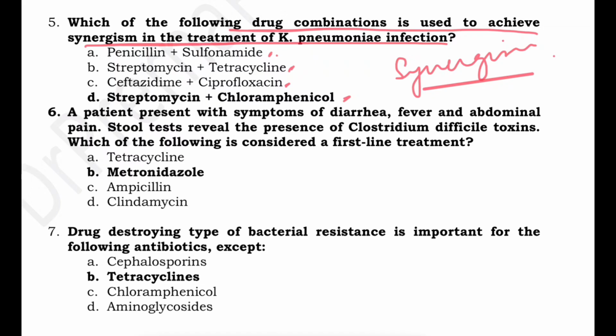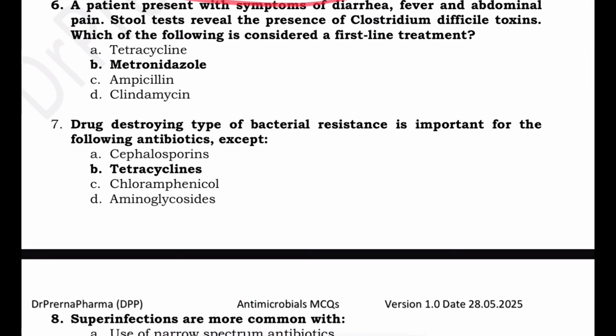So penicillin sulfonamide is static, so it will reduce the speed of the reaction. Streptomycin tetracycline is static again. Between ceftazidime ciprofloxacin and streptomycin chloramphenicol, here streptomycin chloramphenicol is more suitable because it is seen that Klebsiella pneumoniae has low sensitivity to the cidal drug, and synergism is seen when there is a low sensitivity to cidal drug.